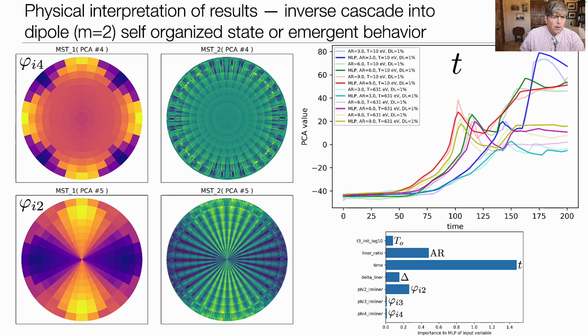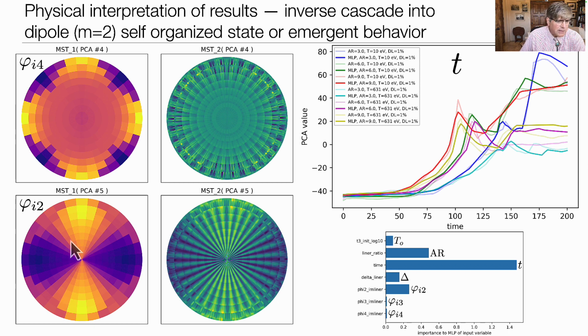And now let's move on to a physical interpretation of the results, which are showing an inverse cascade into the dipole m equal 2, or a self-organized state, or an emergent behavior. Now first, let me turn your attention down here to the lower left, which is the plot of the principal component associated with the m equal 2 phase variable.